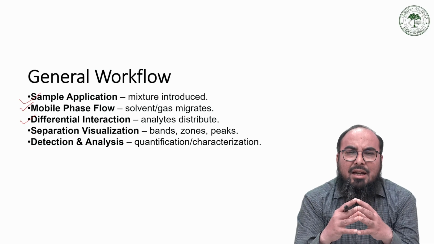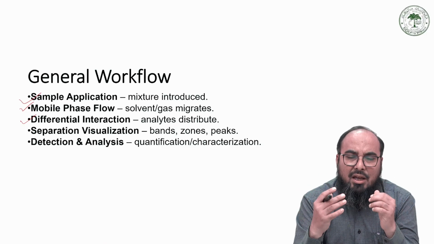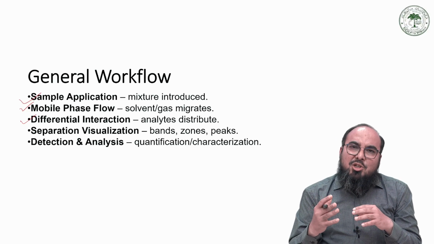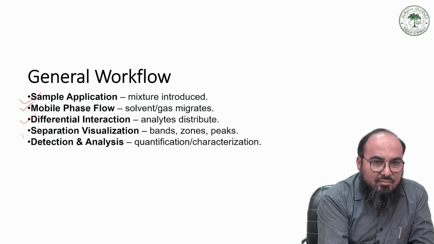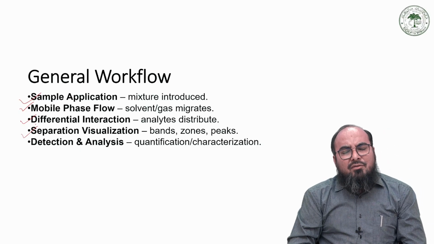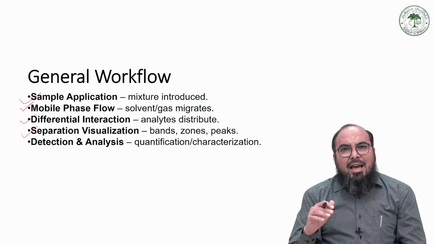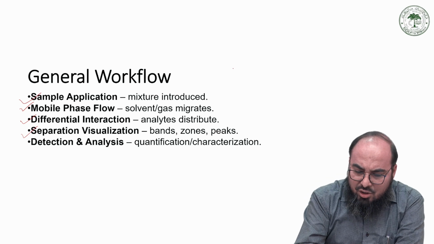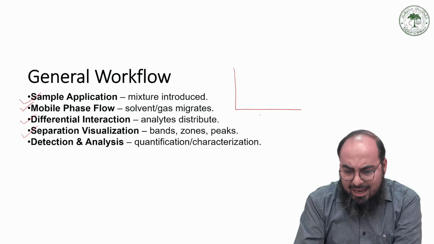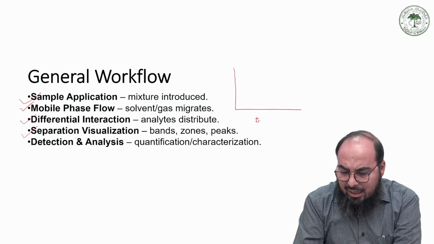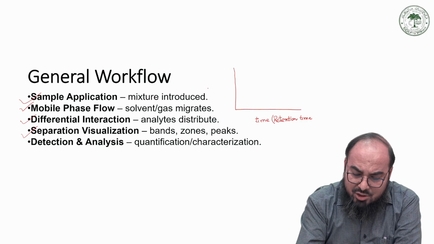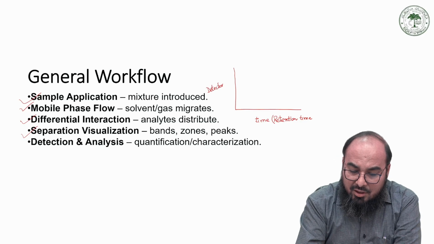Then partition occurs between the different constituents, and because of the difference in partition, they migrate differently, and because of the difference in migration, they elute at different times. So you have a visualization, and because of elution at different times, they appear in the form of bands, zones, peaks, because you get a chromatogram which is like this. On the x-axis you have time, which is generally called retention time. And on the y-axis you have detector response.